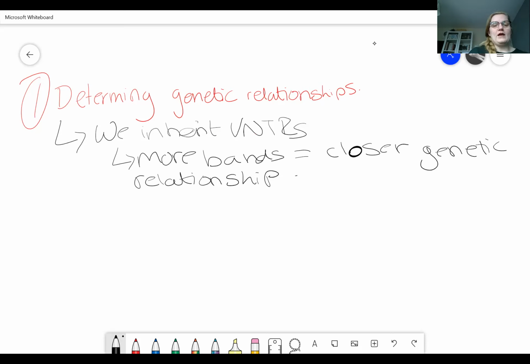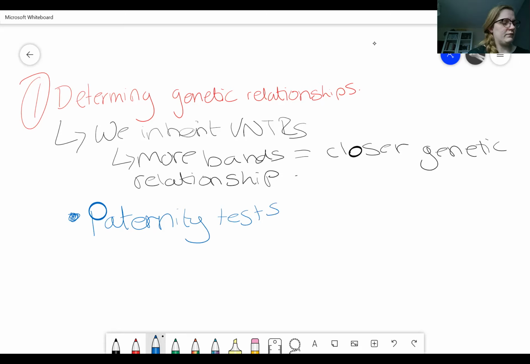So an example, like I said earlier, that you could use for this sort of thing would be paternity tests. Paternity tests are used to determine the biological father of a child by comparing genetic fingerprints. If lots of bands on the fingerprint match, then that person is probably the child's father.